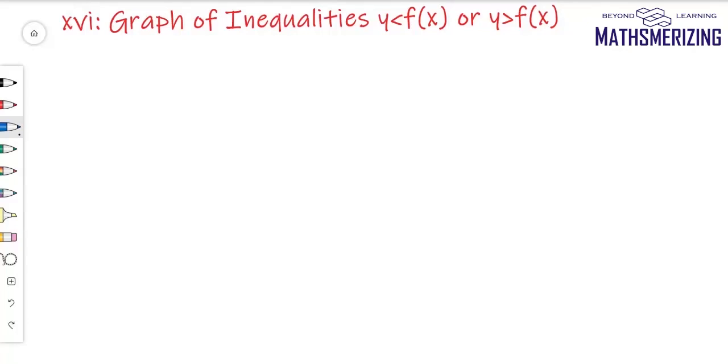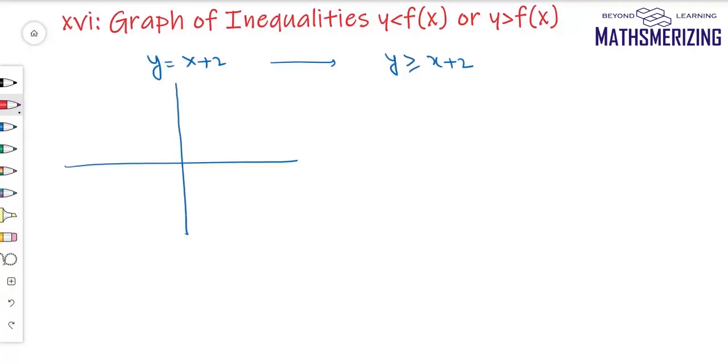Now the 16th and one of the very important transformations is to plot inequalities from the given equality. So I'll take up an example. I'll draw this straight line. When x is 0, y is 2, and when y is 0, x is minus 2. So I'll draw this line.